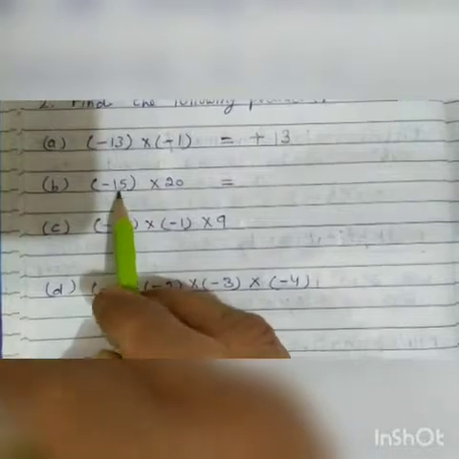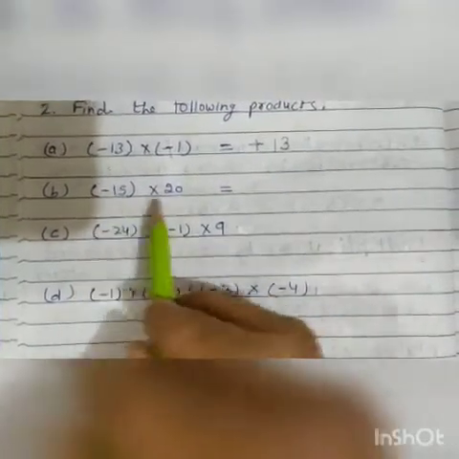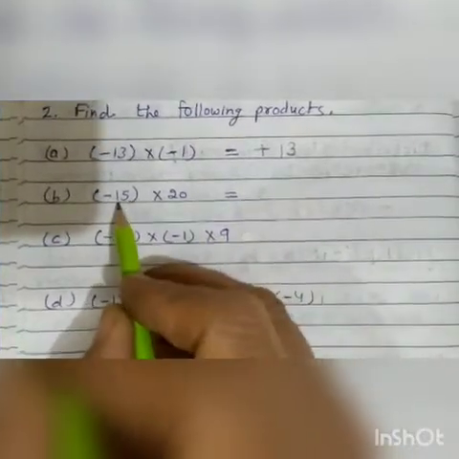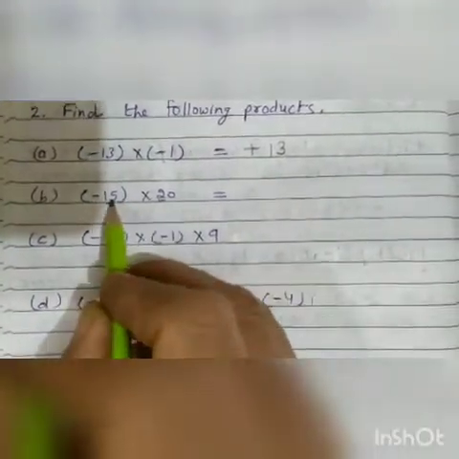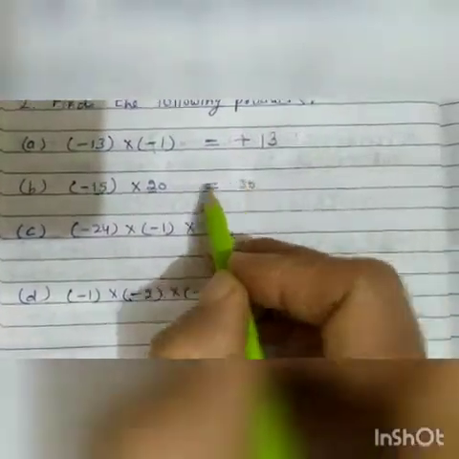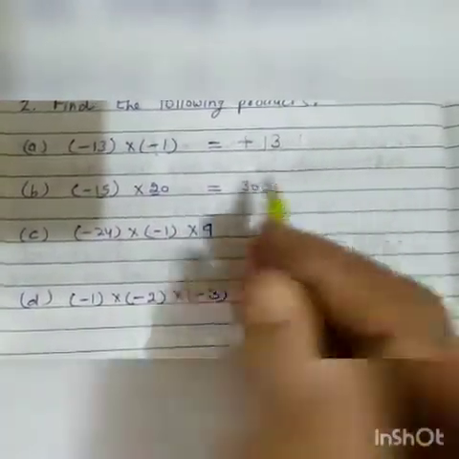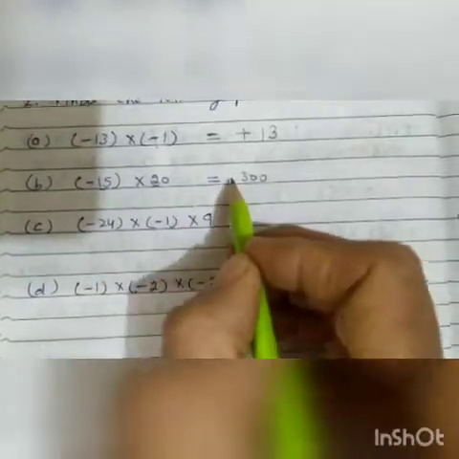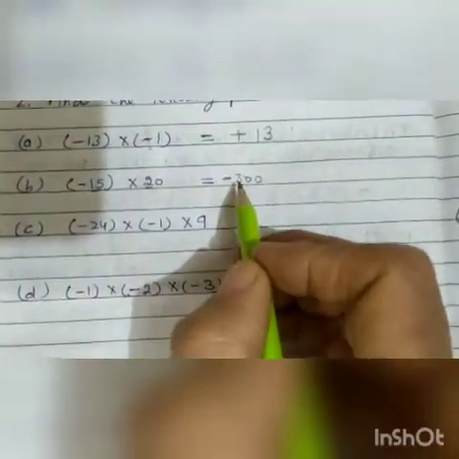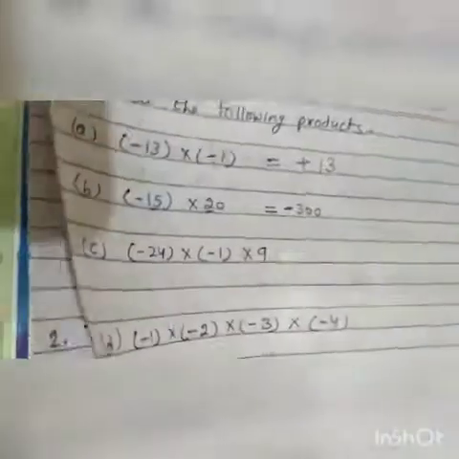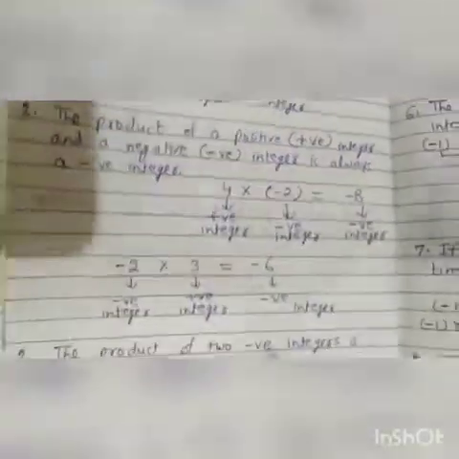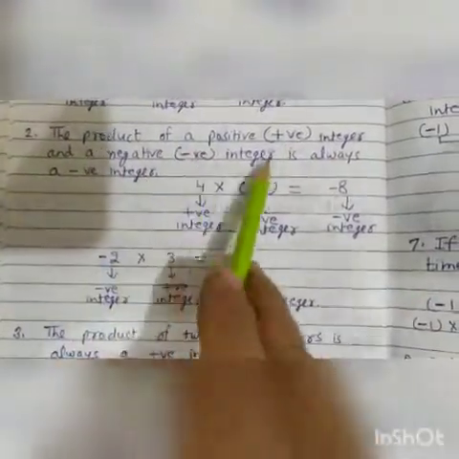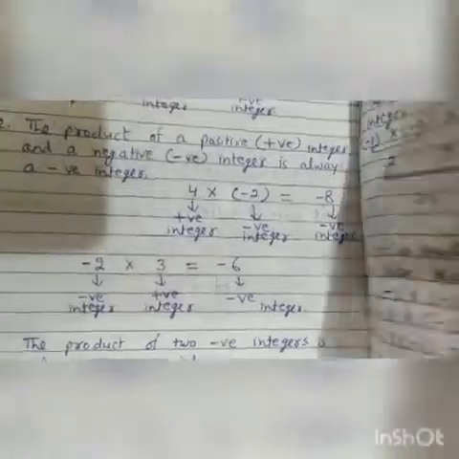Now this time we have to multiply a negative integer with a positive integer. First we will do simple multiplication. 15 twos are 30. Then add this 0. Now here one integer is negative and the other positive, so the product will be minus. According to the second rule: the product of a positive integer and a negative integer is always a negative integer.